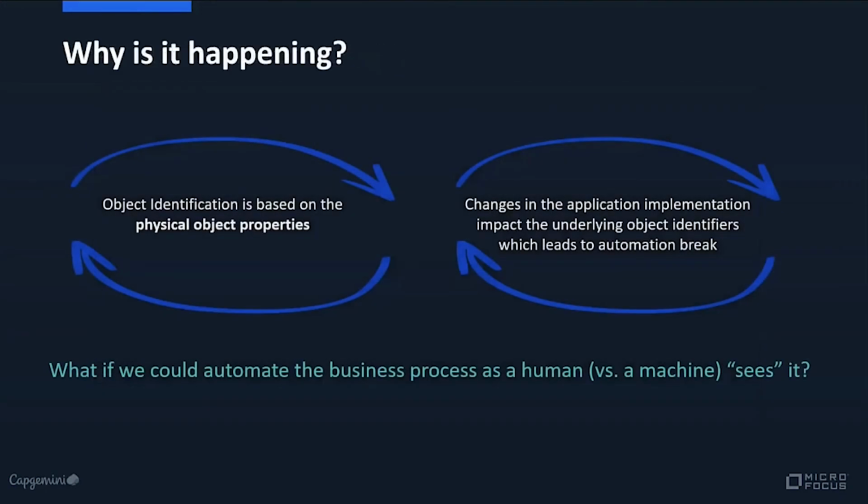So why is it happening? I think this is a problem no one has solved for probably a few decades, because be it any technology, whether it is web, mobile, or Windows-based application, we are trying to identify the object based on the physical object properties. So whenever there are changes in the application implementation, it might impact the underlying object identifiers, which leads to the automation break. This is the problem we at Micro Focus are trying to solve. With this thought process, we thought, what if we could automate the business process as a human sees it versus how a machine sees it? What I'm talking about is, what if I give you a mobile device, an iPhone or an Android device, and ask you to perform the business flow?